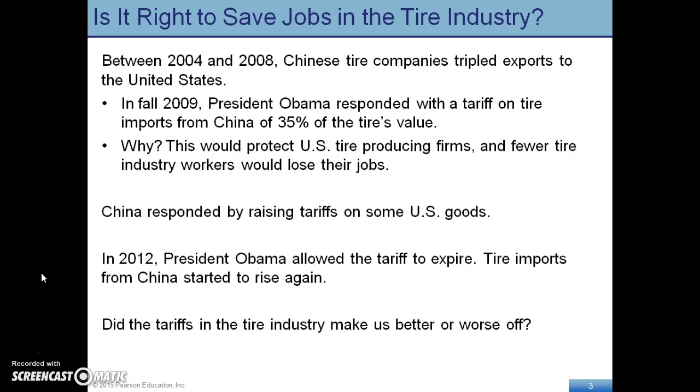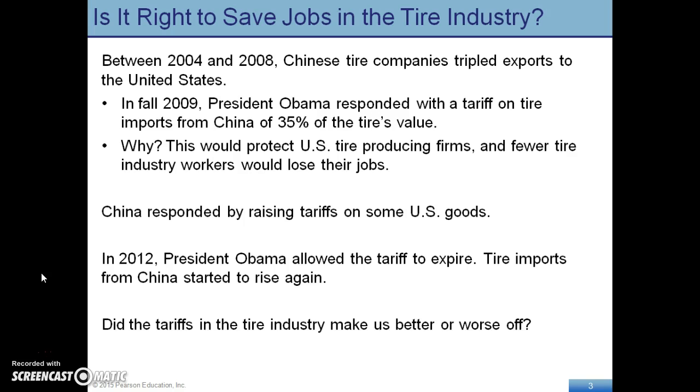Between 2004 and 2008, I think you'll find this interesting, Chinese tire companies tripled exports to the United States. In the fall of 2009, Obama responded with a tariff, which is a tax on imported goods from China of about 35% of the tire values. Now, why? Why would this protect U.S. producing firms with fewer tire industry workers that would lose their jobs?